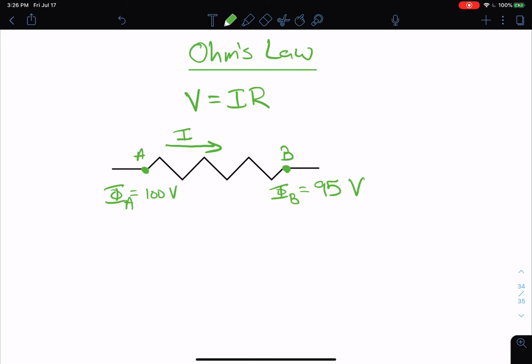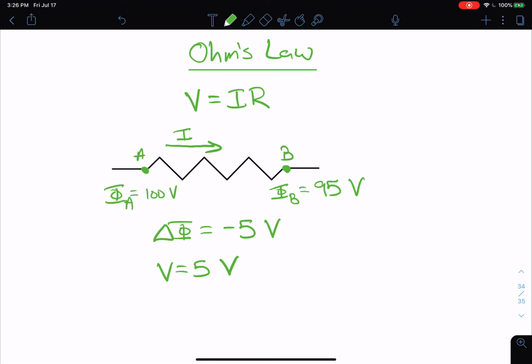So what's happened here? Well, you can see that the potential was at 100, then you go through the resistor, and it's 95. It's dropped 5 volts. So if I actually calculated the change in potential, that would be negative 5 volts. So what do we say? Well, for the resistor, we say the voltage drop is just 5 volts. Nobody would ever say that it was negative 5 volts. We say the voltage drop across the resistor is 5 volts. So that's what that means.